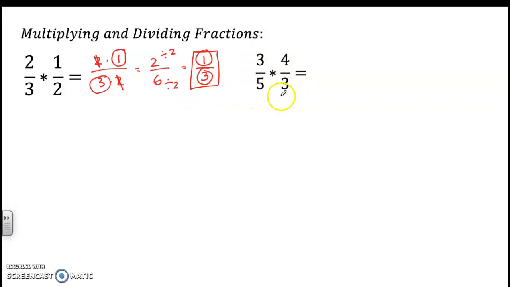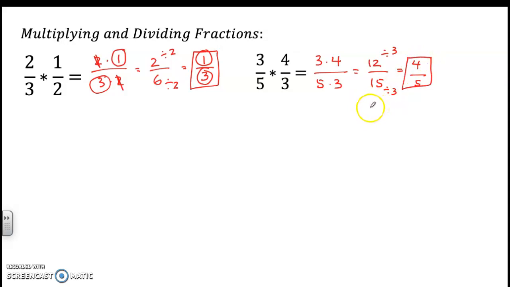3/5 times 4/3. Again, the top with the top, numerator times numerator, 3 times 4, over 5 times 3. 3 times 4 is 12. 5 times 3 is 15. Then you simplify. Let's say, oh, can I reduce by 2? Yeah, 12 is an even number, but 15 is not. Can I reduce by 3? Oh yes, 12 divided by 3 gives me 4. But if I divide the top by 3, I have to divide the bottom by 3. 15 divided by 3 is 5. That's how I simplify. I divide by the same number on the top and the bottom.